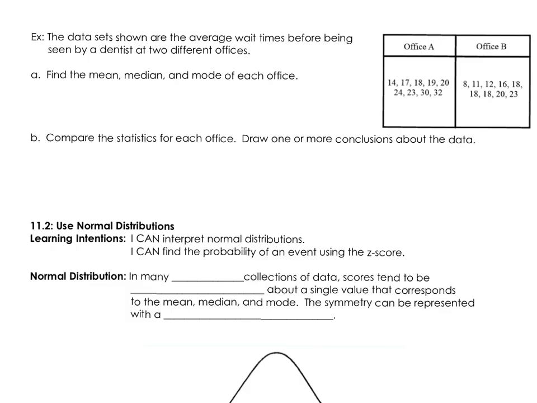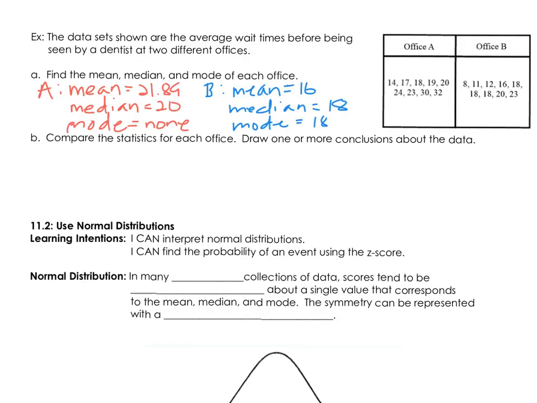The final concept in 11.1 is just comparing statistics within a group of data. It says the data sets shown are the average wait times before being seen by a dentist at 2 different offices. We're going to calculate the mean, median, and mode for each office and then compare our stats. Now, in the essence of saving time, I've already done this work for us. Please write this down as I give you a quick description of what I've determined.